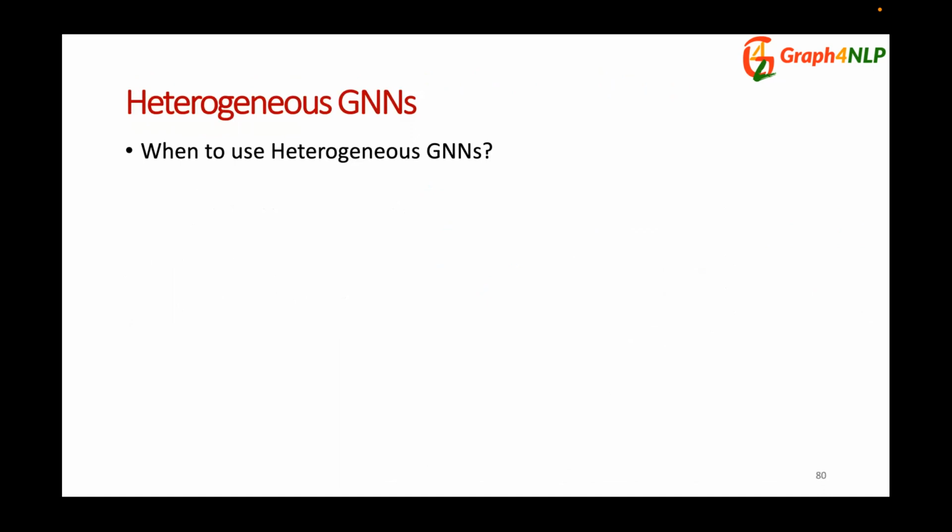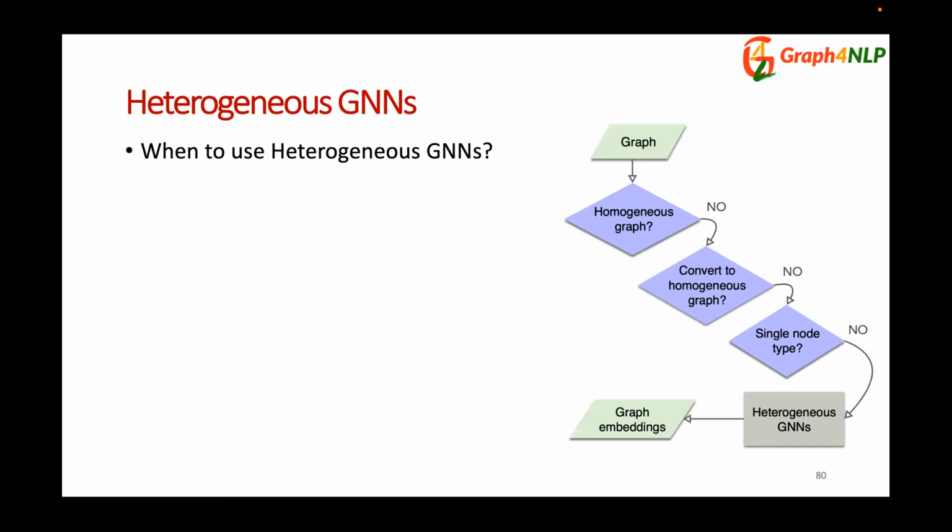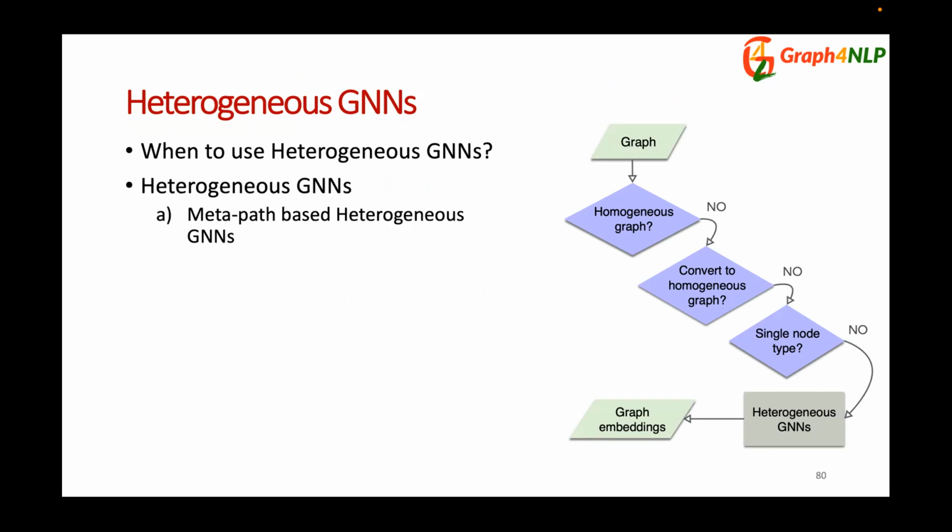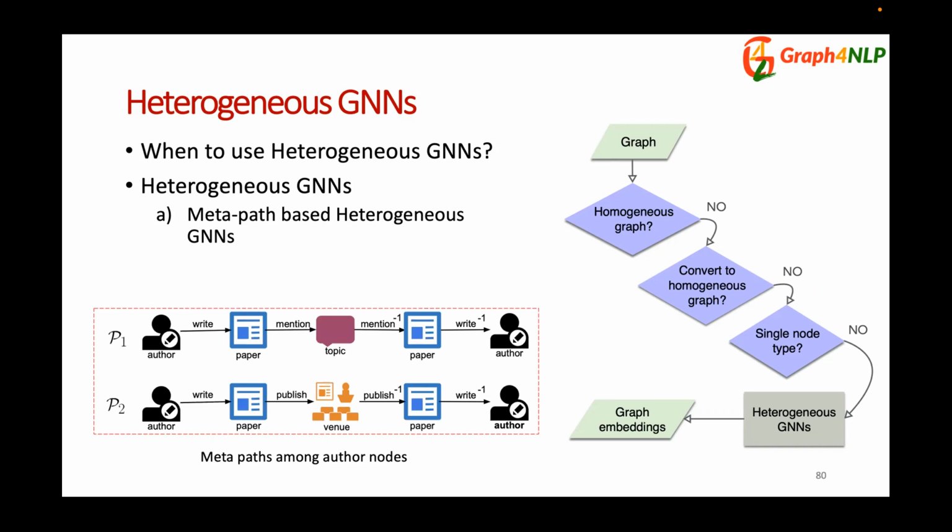Okay, last I will talk about heterogeneous GNNs. When to use heterogeneous GNNs? Given a graph, if it's a non-homogeneous graph which has more than one type of nodes, by definition, we know it's a heterogeneous graph, and we will need to apply heterogeneous GNNs to encode it. We will introduce one popular variant of heterogeneous GNNs, which is based on the meta path idea. So here's an example of a meta path.